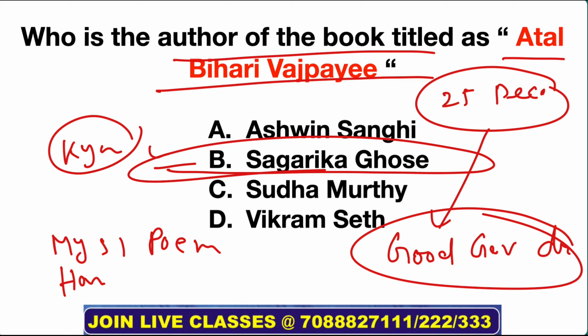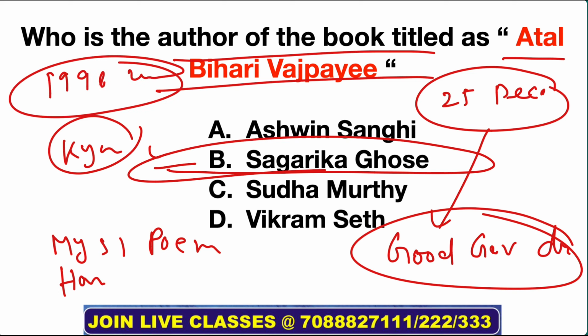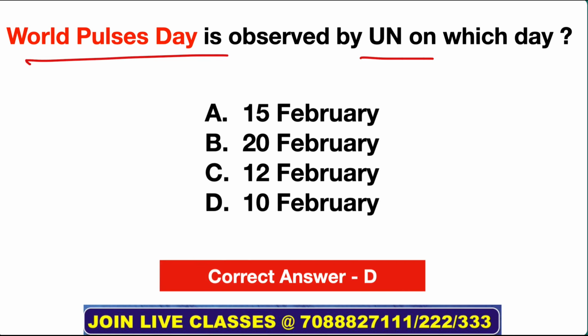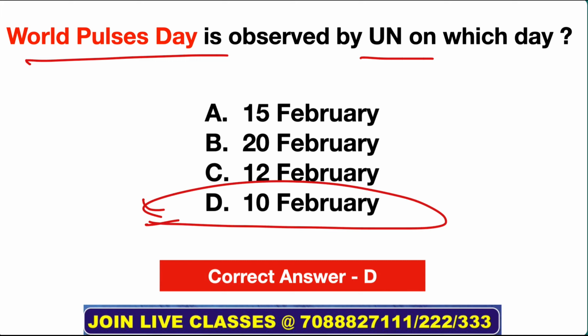And Atal Bihari Vajpayee had been the Prime Minister from the year 1998 to 2004. Okay, next question. World Pulses Day is observed by United Nations on which day? So World Pulses Day is observed on 10th February. The correct answer is 10th February.